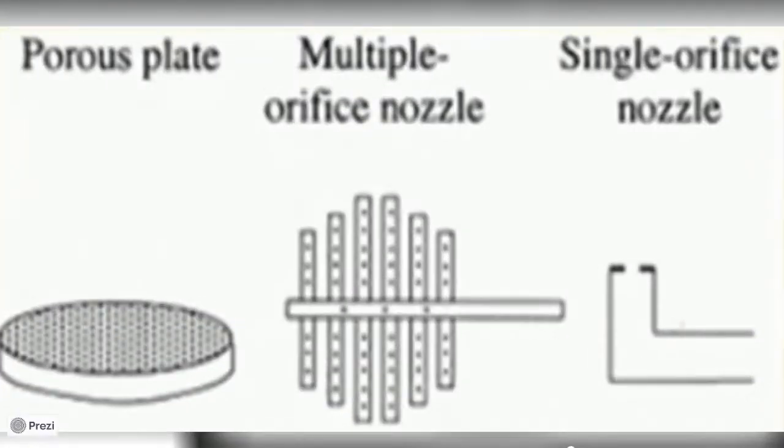Next, the sparger that is used to provide air supply into the reactor can be designed based upon the needs. It varies from porous plate, multiple orifice nozzle or single orifice nozzle. These spargers are used based upon the microbial oxygen demand of any given organism to meet the critical oxygen concentration inside the reactor.